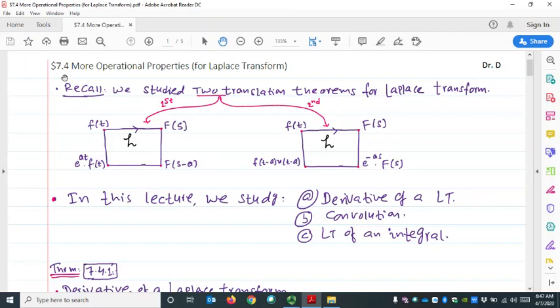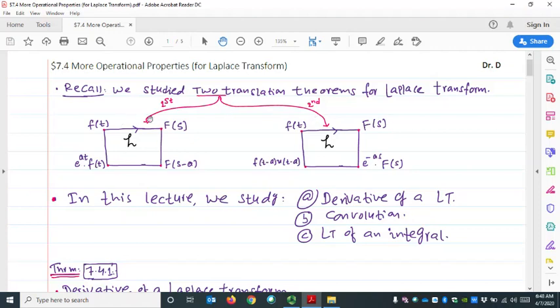Today we are covering more operational properties for Laplace transform. Let me recall, in our last classes we studied two translation theorems for Laplace transform. The first translation theorem is translation on the s-axis, and the second translation theorem is translation on the t-axis.